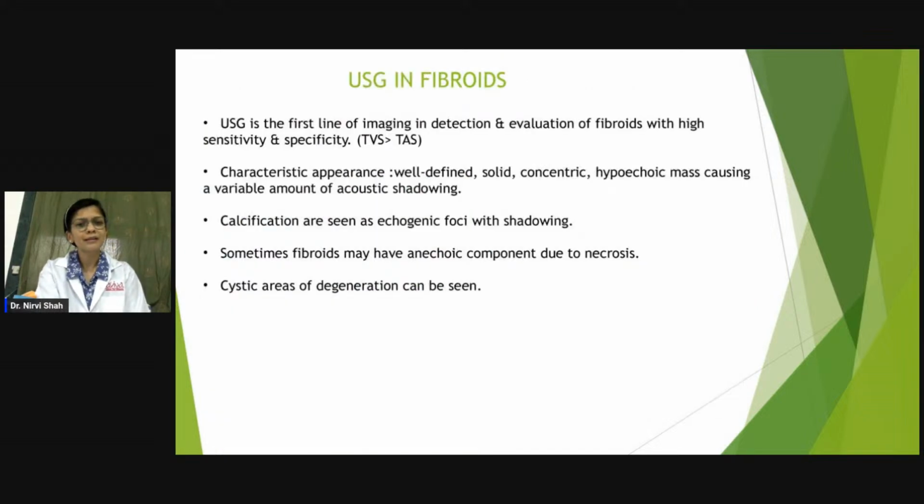Okay, so like I said, the first mode of imaging for fibroids is also sonography. TVS is better than TAS, sensitivity-wise and specificity-wise. The most common characteristic appearance is a solid, concentric, hypoechoic mass, very well defined, with a little amount of acoustic shadowing. Atypical types will show calcification as echogenic foci. The necrosis in the fibroid may show as an isoechoic lesion. And also sometimes there are cystic spaces for cystic areas of degeneration in the fibroid.